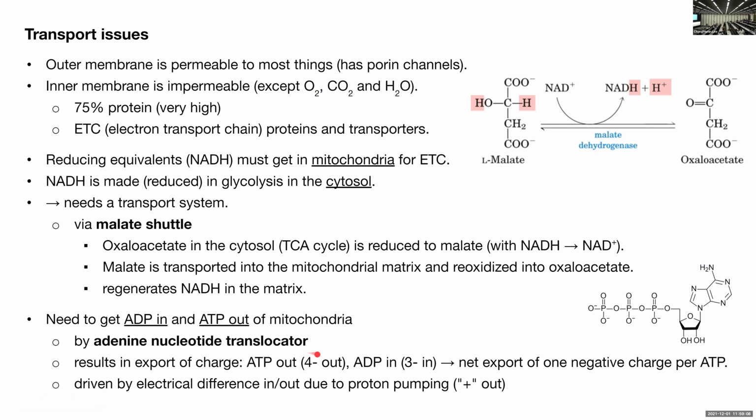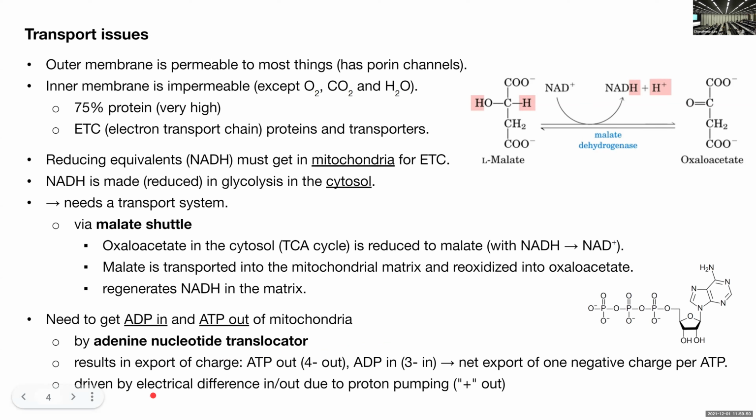So there's a 4 minus that gets out, because the generated ATP should be exported out to the cytoplasm or the cytosol, so it can be used as an energy source for any kinds of biochemical reactions, as opposed to ADP, which gets imported into the matrix. Well, missing just one phosphate, it'll have only 3 minus, right? So 4 minus gets out, but 3 minus gets in. So the net export is going to be 1 negative charge per ATP.